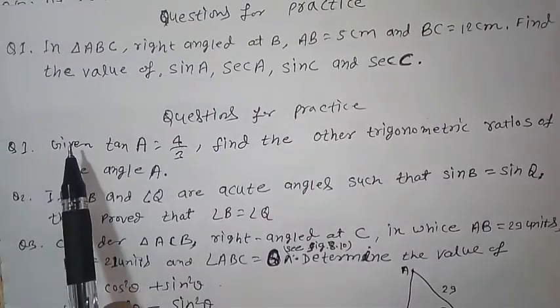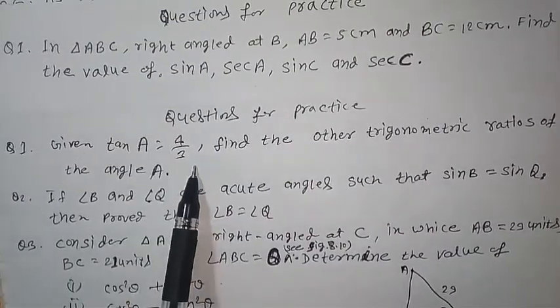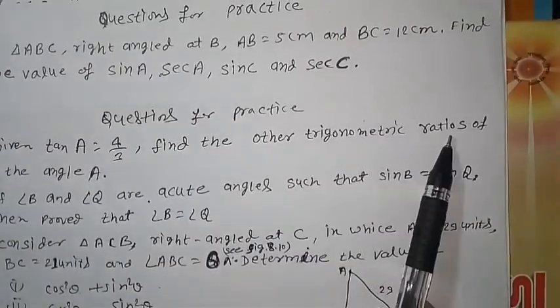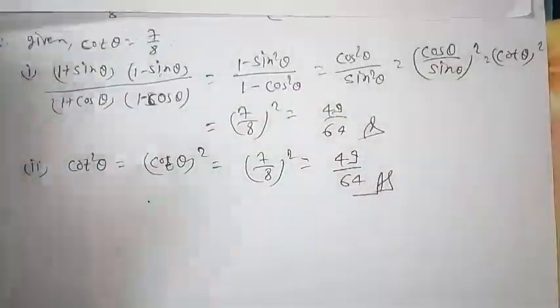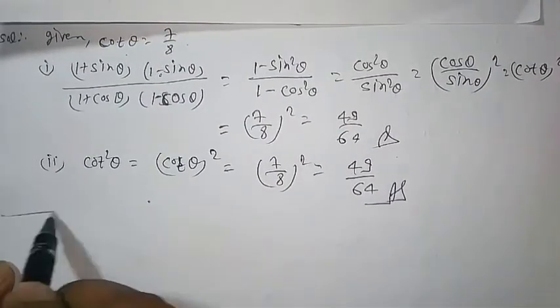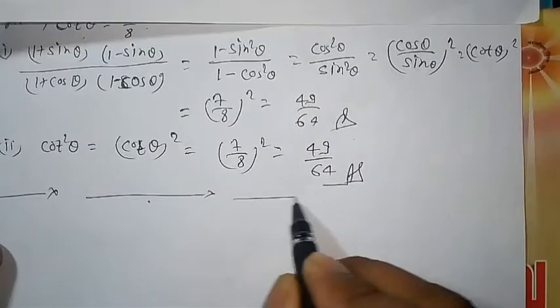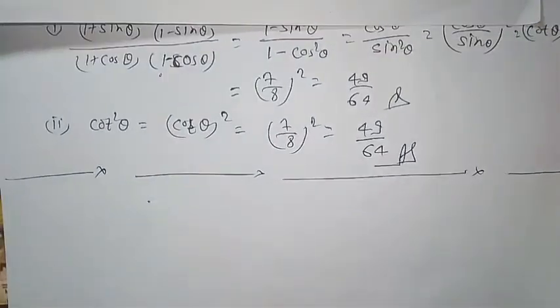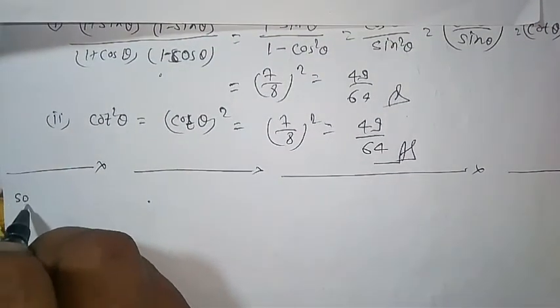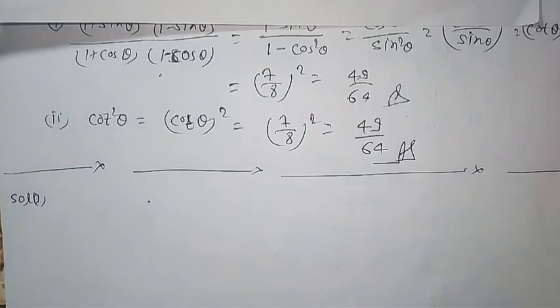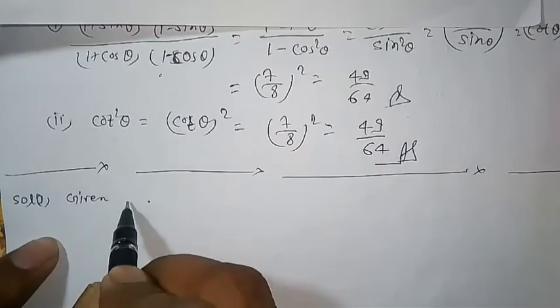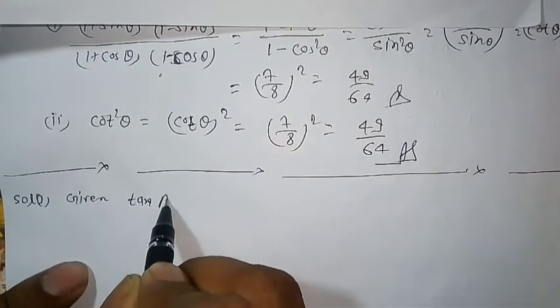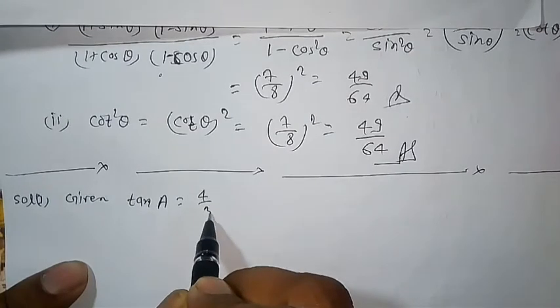Practice questions. Question number 1. Given tan A is equal to 4 by 3, find the other trigonometric ratios of the angle A. Solution 1. Given tan A is equal to 4 by 3.